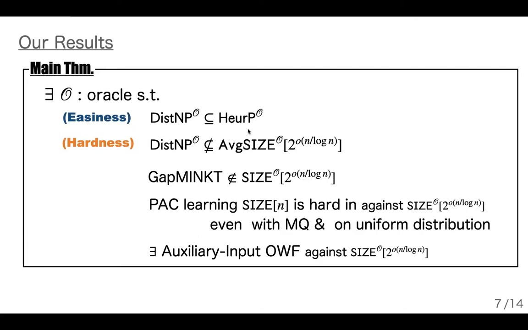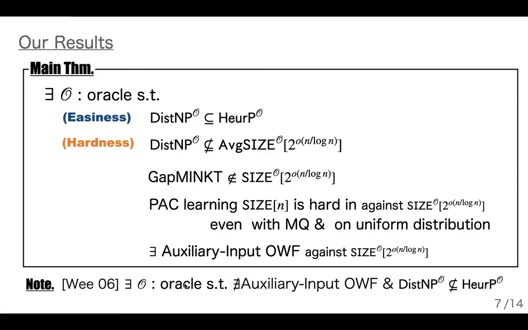In this talk, I mainly focus on these two statements, but let me remark that previously we showed an oracle relative to which auxiliary-input one-way functions do not exist, and distributional NP is hard on average in the error-prone setting. Our previous work showed that auxiliary-input one-way functions and average-case error-prone hardness of NP are a natural realization of the existence of one-way functions, but these are parallel in the relativized world. Especially, we cannot compare the statements directly by only using relativizing proofs.